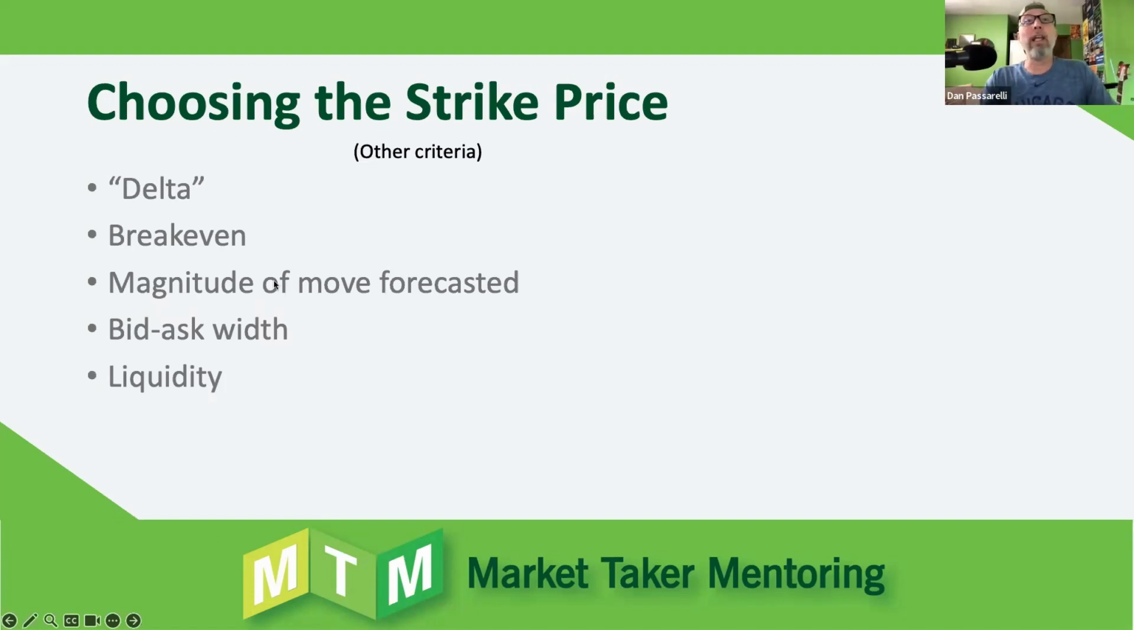We should look at the break even. Now, I never like to hold options all the way until expiration, especially long options, because all the time decay gets expired by then. But I still like to look at the break even anyway, just in case. Worst case scenario, where does this stock really need to be above? That's really what my target is. The magnitude of the move forecasted.